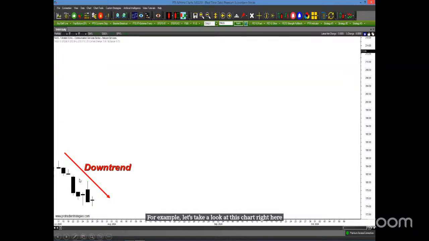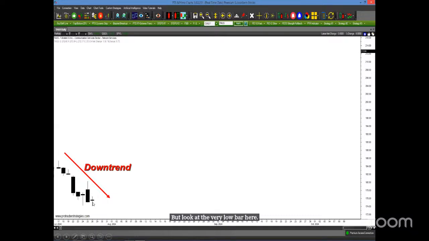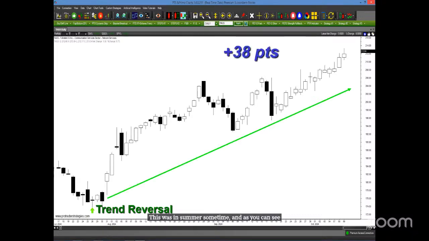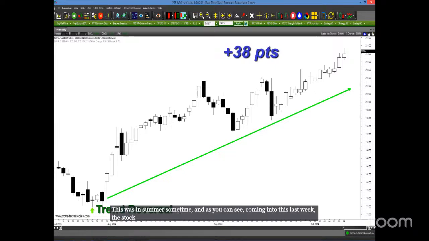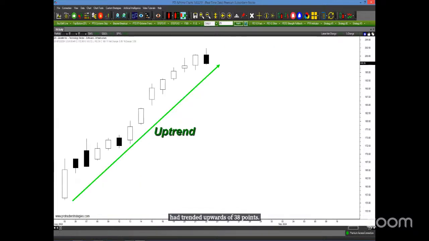As we look at TMUS, T-Mobile, we see we're in a nice downtrend. But look at the very low bar here. Right at this point, this new tool generated a trend reversal signal. Now, this was in summer sometime, and as you can see, coming into this last week, the stock had trended upwards of 38 points.